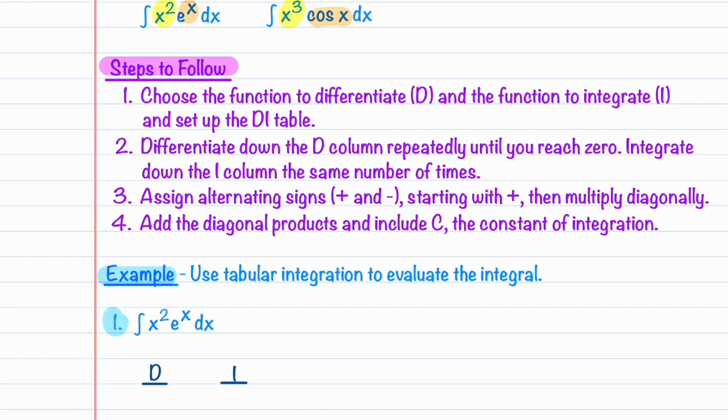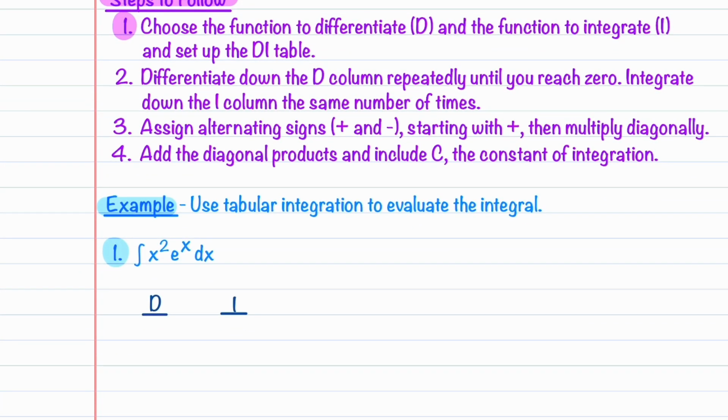Our first example is the integral of x² e to the x dx. Let's look back up here at the steps. Step 1 says that we're going to choose the function to differentiate and the function to integrate and set up the DI table.